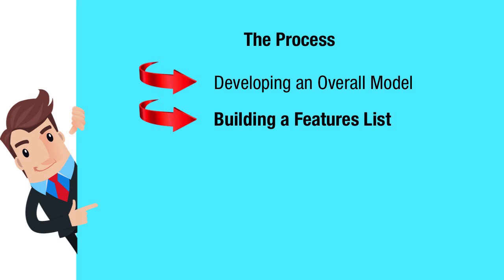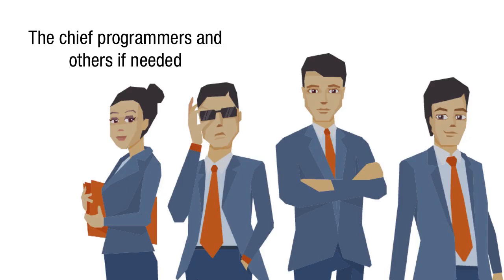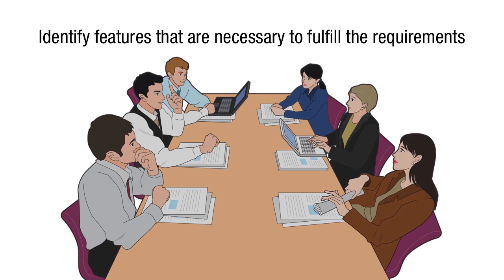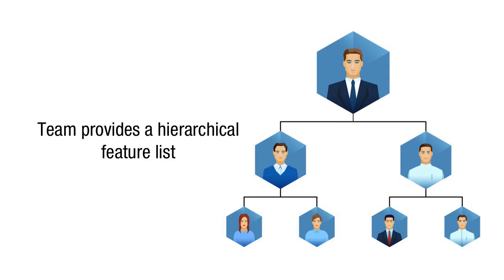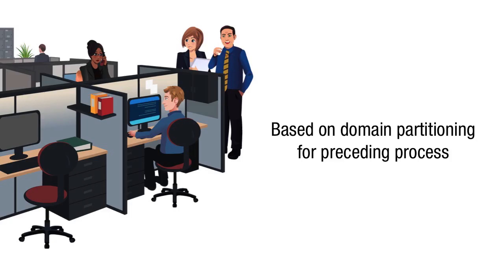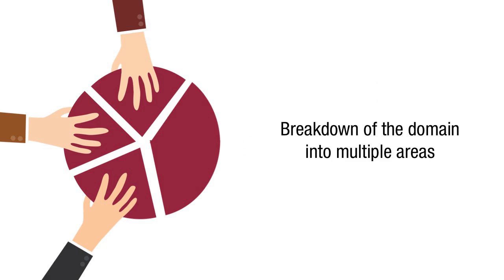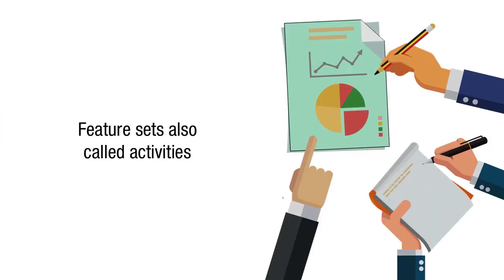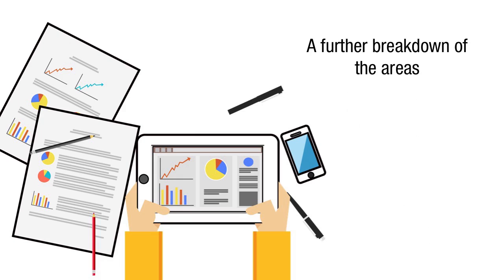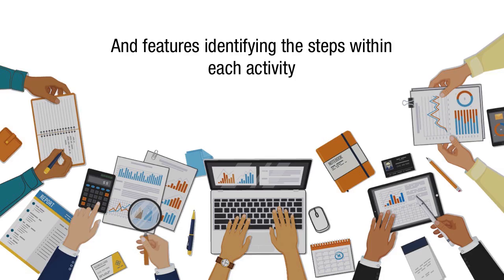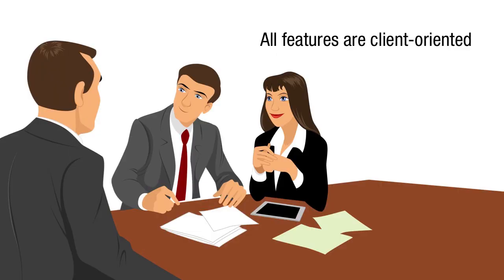Building a features list. The chief programmers and others, if needed, identify the features that are necessary to fulfill the requirements. The team provides a hierarchical feature list based on the domain partitioning for the preceding process. The hierarchy consists of major feature sets, a breakdown of the domain into multiple areas. Feature sets, also called activities, a further breakdown of the areas. And features, identifying the steps within each activity. All features are client-oriented.